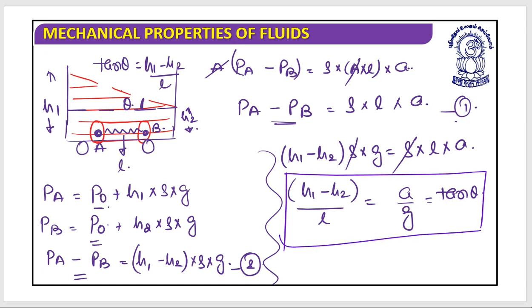Please keep this in mind. This tan theta is equal to H1 minus H2, the difference between two levels of the fluid, divided by the length between these two points. It's H1 minus H2 by L, which is equal to A by G, and that is equal to tan theta. I hope this is clear. Is it clear?